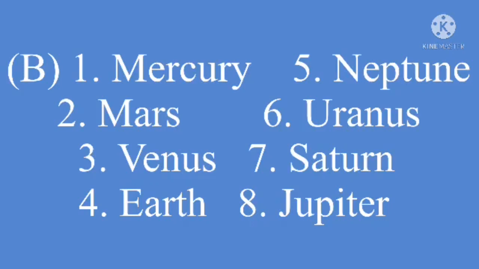Next, C question. Name the planet that has been discovered by the astronomers. The first planet discovered by an astronomer is Uranus. Clear, children? Which is the first planet that has been discovered by astronomers? Uranus. In C, you have to write Uranus.